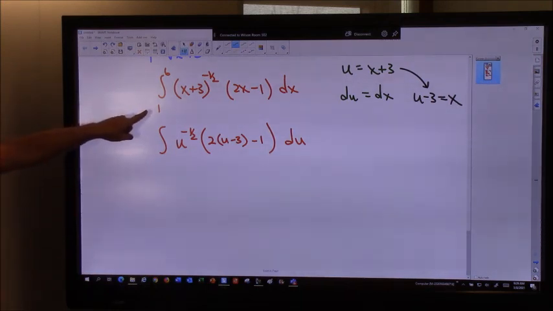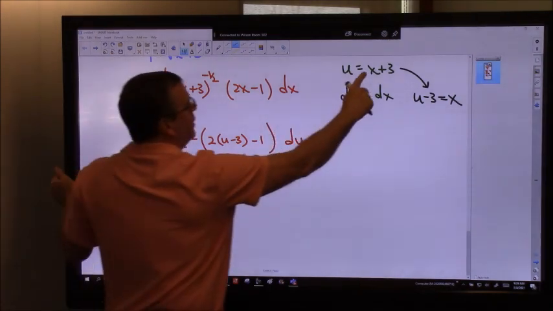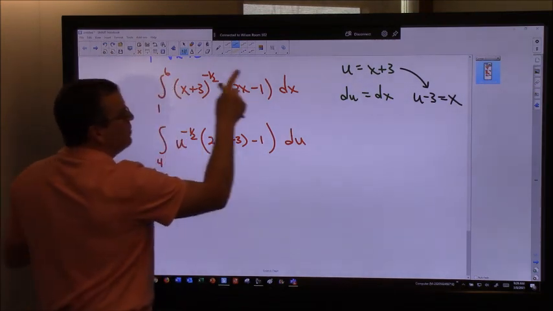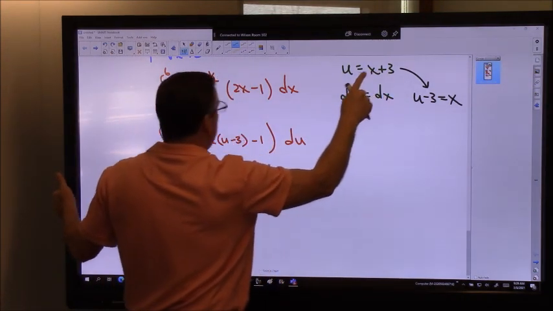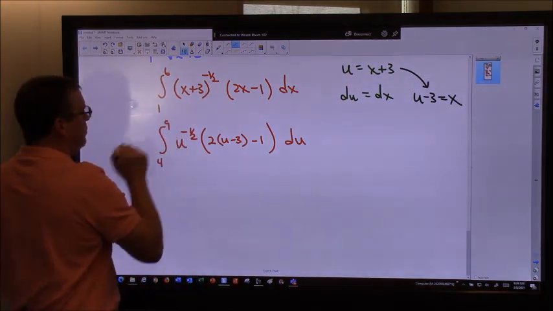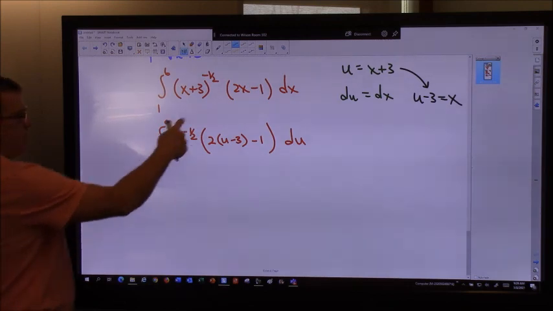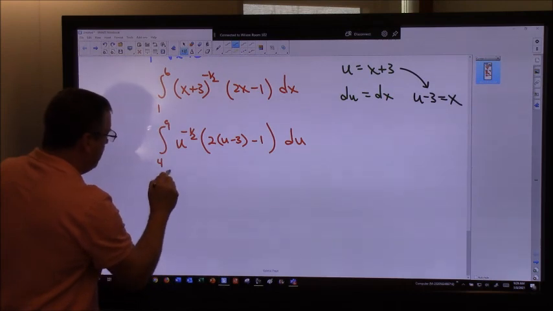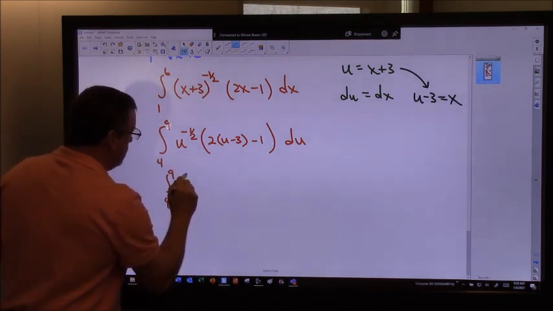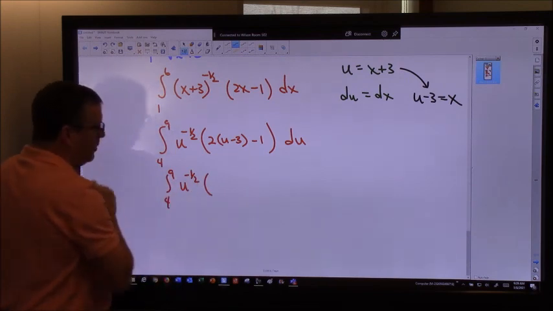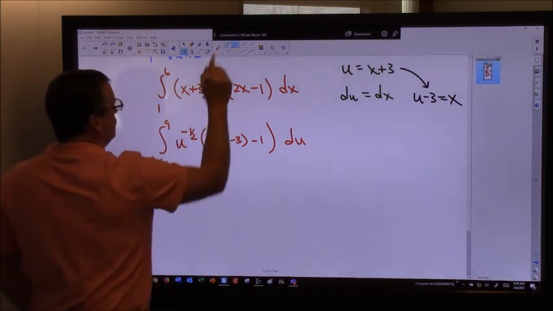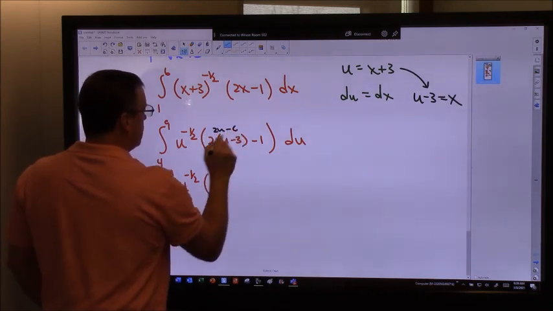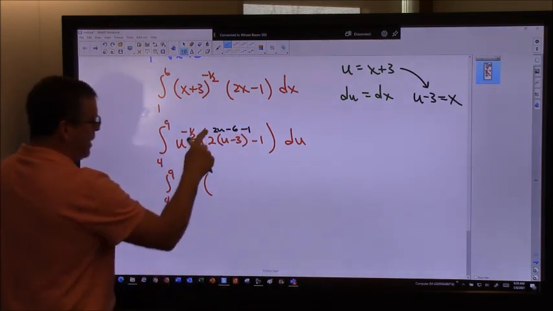So let's see, to change these numbers, I'd say, okay, when x equals 1, if I put a 1 in here, u is going to equal 4. And if I put a 6 in here, 6 plus 3, that's 9. So when x equals 6, u equals 9. Now we just got to simplify all this stuff. Right? So if I have the integral from 4 to 9 of u to the negative 1/2 times, let's see, if I distribute that 2, I get 2u minus 6 minus 1. So what I really have is 2u minus 7.